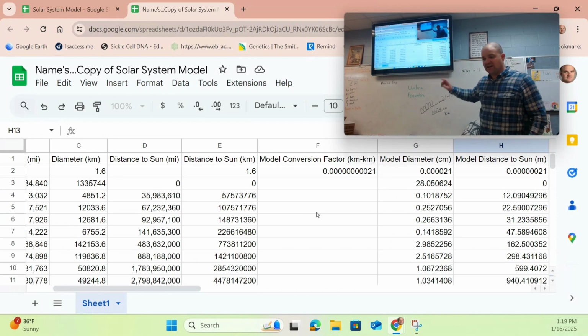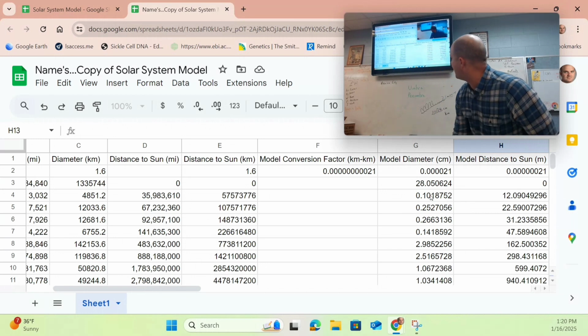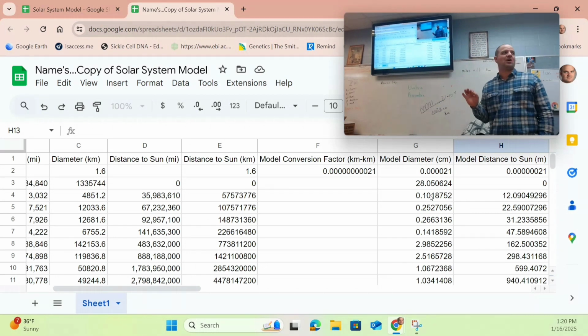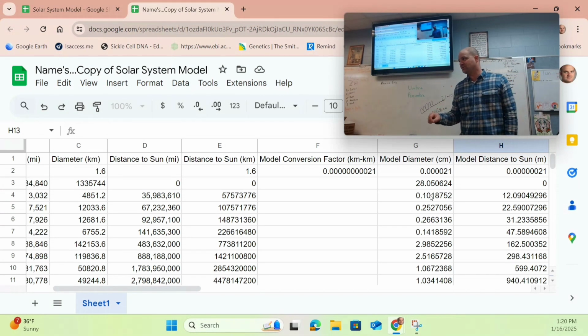And it says right here, so here's the distance, Mercury to the sun. This is the size of the actual planet in our model. 0.1 centimeters. That is equal to 1 millimeter. Look at your fingernails.